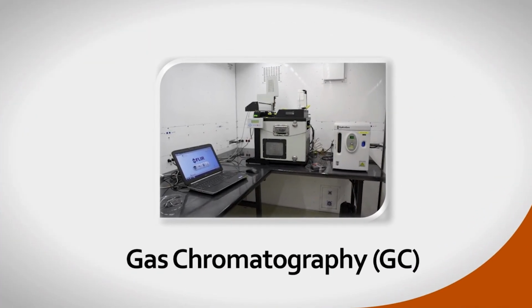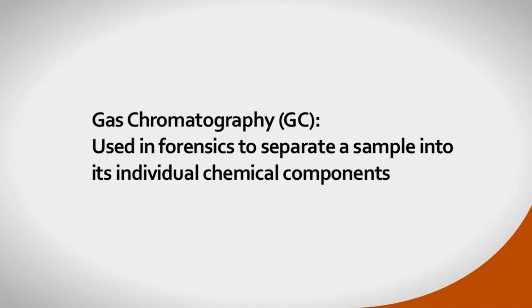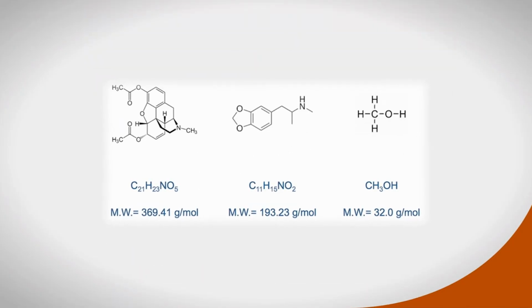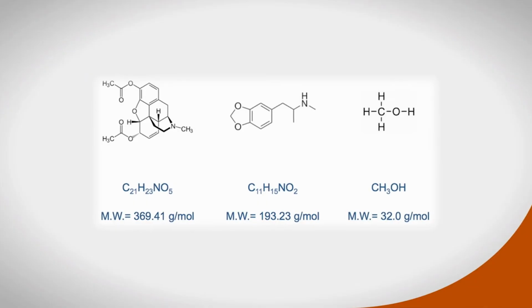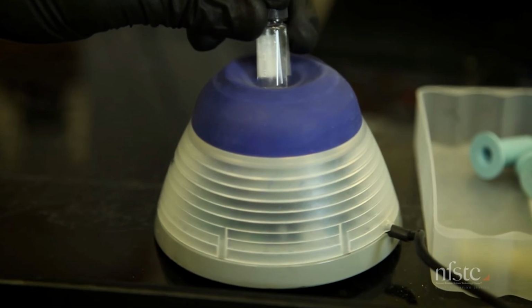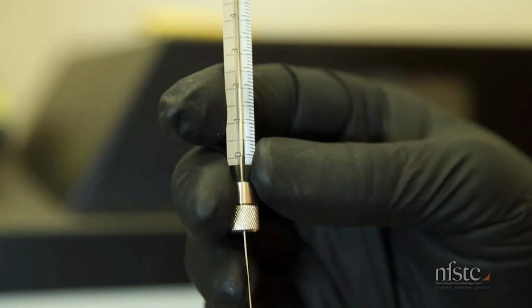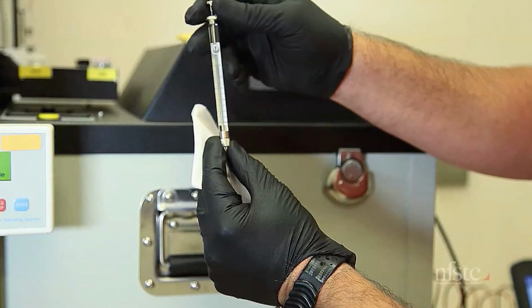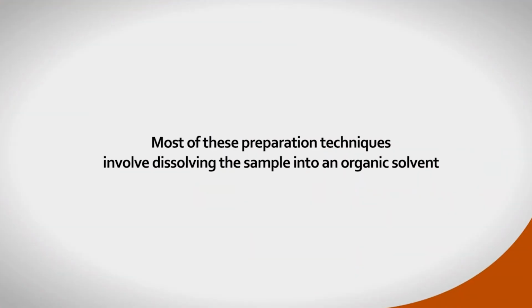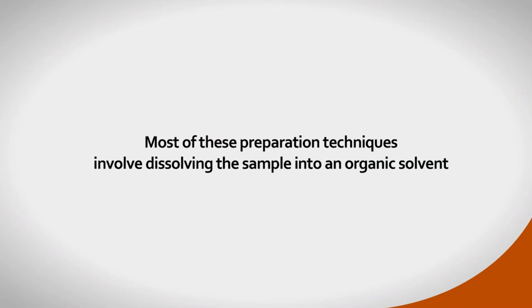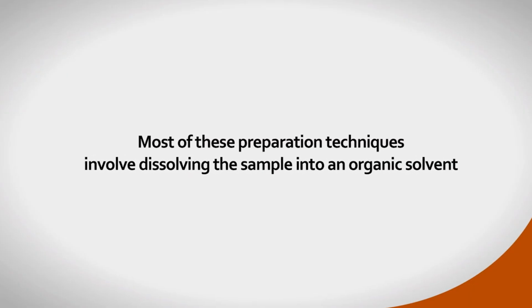Gas chromatography, or GC, is used in forensics to separate a sample into its individual chemical components, in some cases isolating all of the forensically relevant compounds from one another so that individual chemical identification can occur. The forensic scientist must first perform one of many sample preparation techniques available to make the sample suitable for GC chemical analysis. Most of these preparation techniques involve dissolving the sample into an organic solvent.